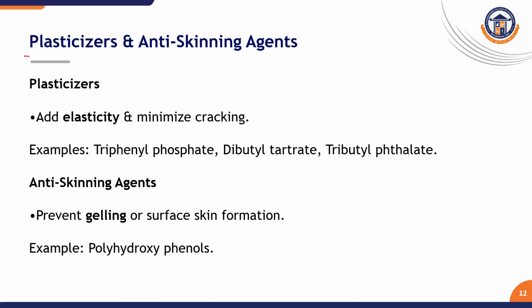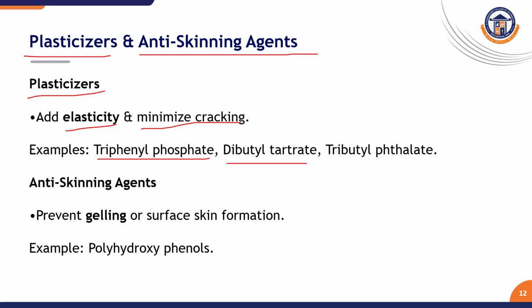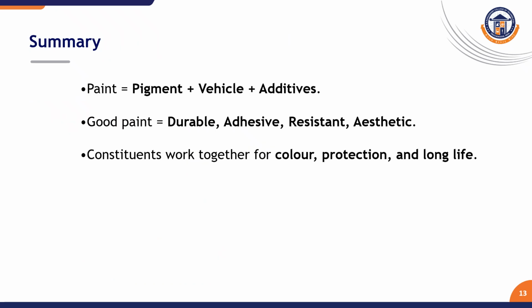And then we see about plasticizers and anti-skinning agents. Skinning means the peeling of the skin from the wall, and that can be avoided by adding anti-skinning agents. Plasticizers add elasticity and minimize cracking. For this we add triphenyl phosphate, dibutyl tartrate, and dibutyl phthalate. An anti-skinning agent prevents gelling or surface skin formation. Here polyhydroxyphenols are used as anti-skinning agents. So this is about plasticizers and anti-skinning agents.